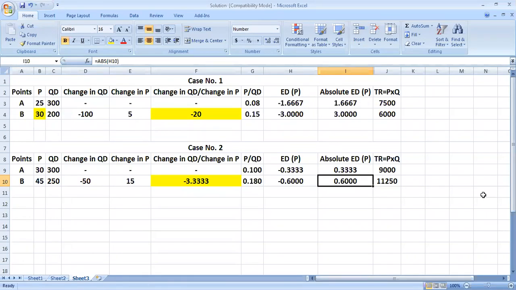So up till here, the concept of elasticity is completed.